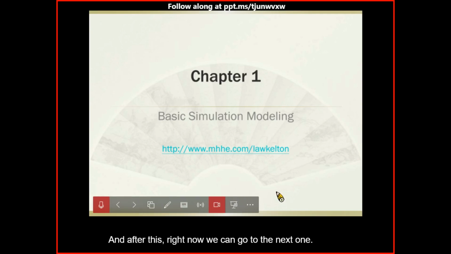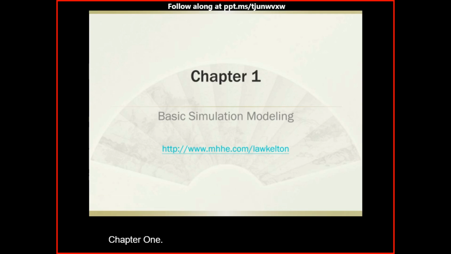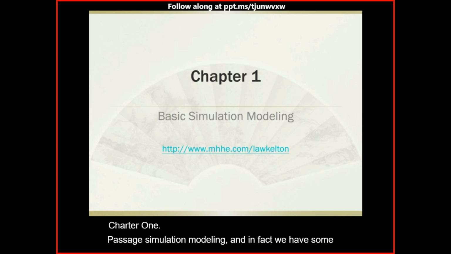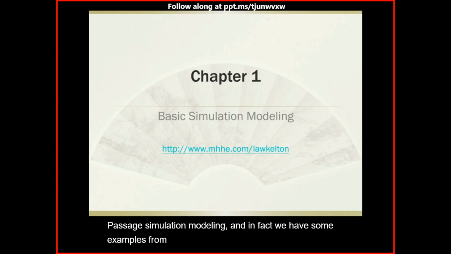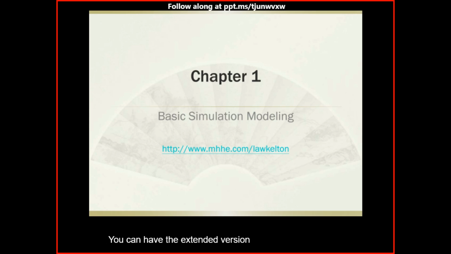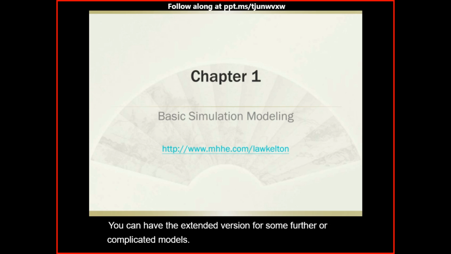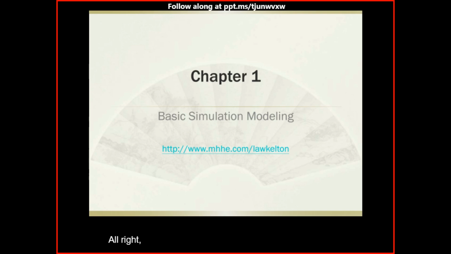Chapter 1. Alright. Chapter 1, we will now cover basic simulation modeling. In fact, we will now have some examples. From these examples, you can have the extended version for some further or more complicated models. Alright, so let us start the discussion: basic simulation modeling for Chapter 1.